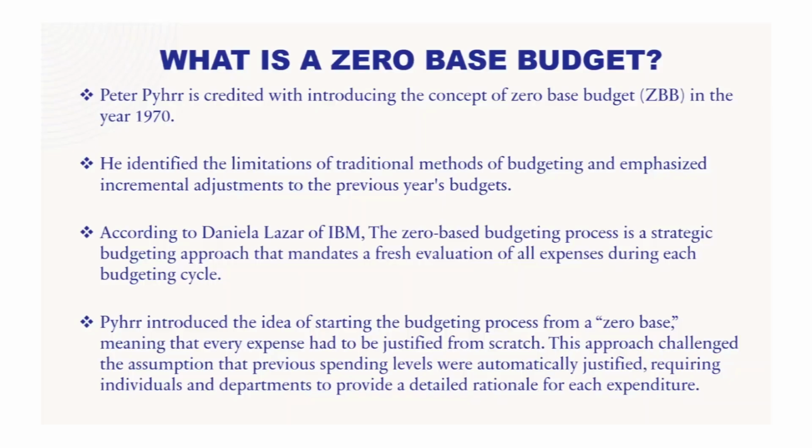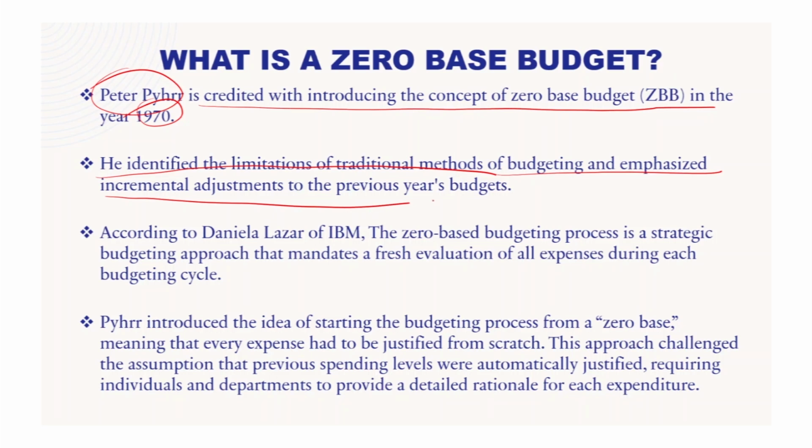So, let us discuss how it was introduced and who propounded this zero based budget concept. Peter Fire is credited with introducing the concept of zero based budget in the year 1970. He identified the limitation of the traditional method of budgeting, which emphasized incremental adjustment to the previous year's budgets.